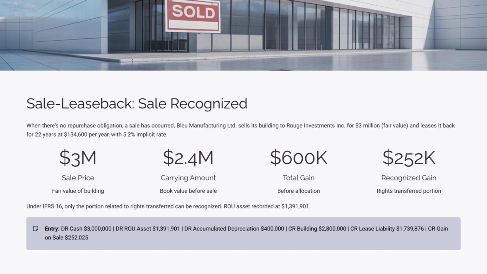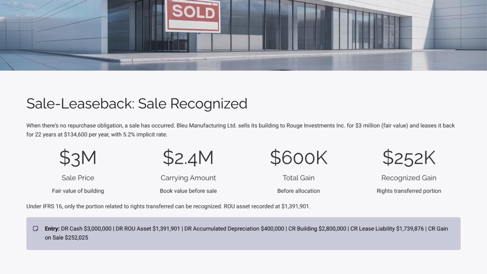Now, if there's no repurchase obligation, then a sale has occurred. For instance, Blue Manufacturing sells its building to Rouge Investments, Inc. for $3 million, fair value, and leases it back for 22 years at $134,600 per year with an implicit rate of 5.2%. The building's carrying amount was $2.4 million. The total gain on sale is $600,000, but under IFRS 16, only the portion related to the rights transferred can be recognized.